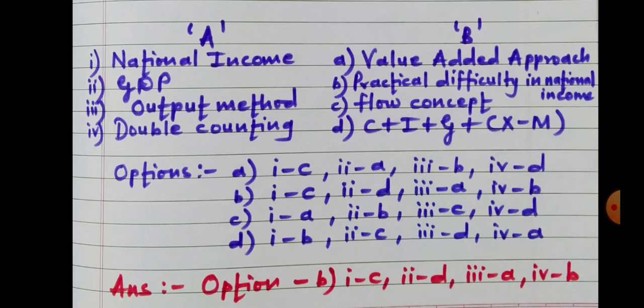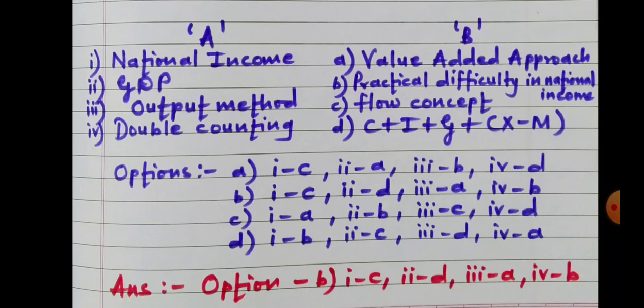And here the answer is option number B. Number 1 national income matches with C, that is flow concept. Number 2 GDP matches with D, that is C plus I plus G plus X minus M. Number 3 output method matches with value added approach, and number 4 double counting matches with B, that is practical difficulties in national income. So your correct answer is option number B, 1C, 2D, 3A, 4B.